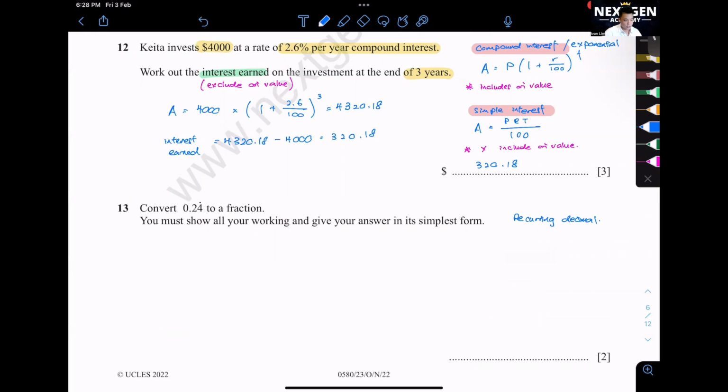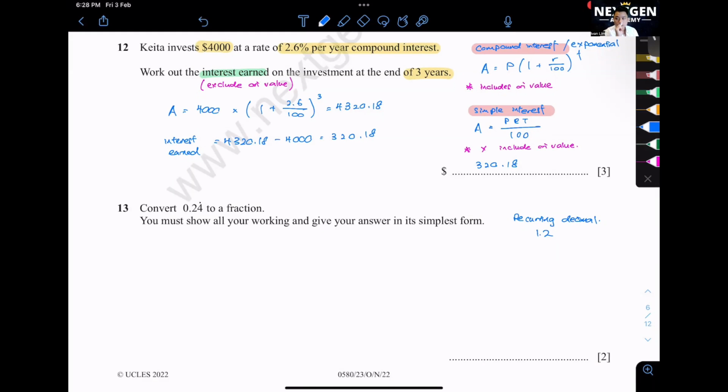If you're not so sure on this, it's a very short section only. Go to 1.1, 1.2. I think it's in 1.2 in Thinkific. Write it down if you want a short recap on this in the videos. So, convert 0.24 to a fraction. How to do this question? What's the first step that we want to do?